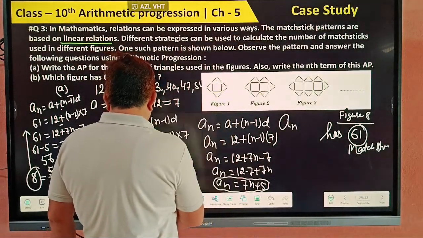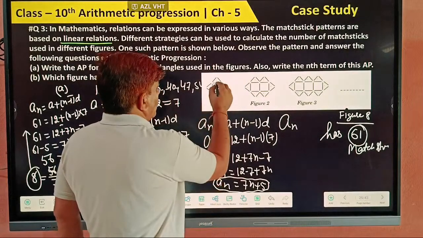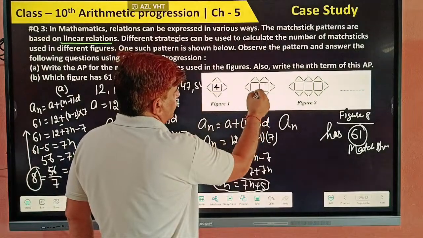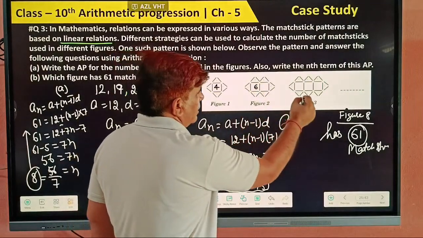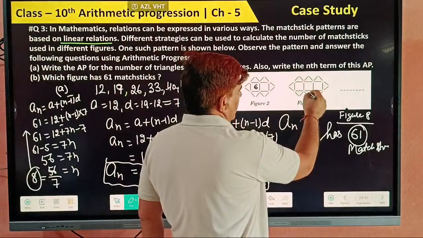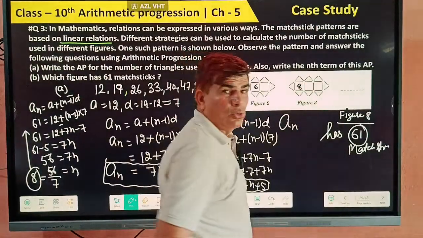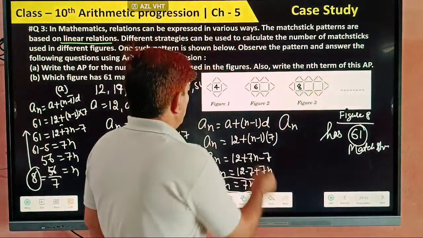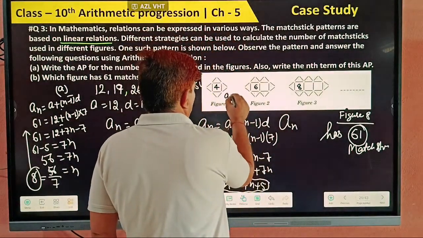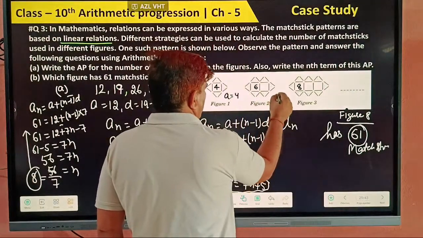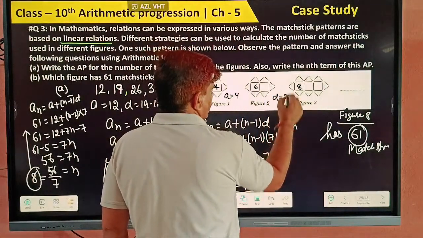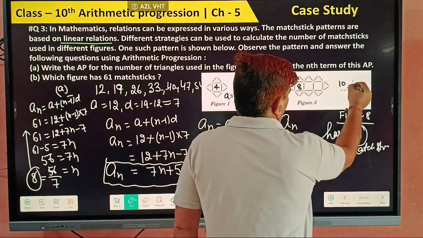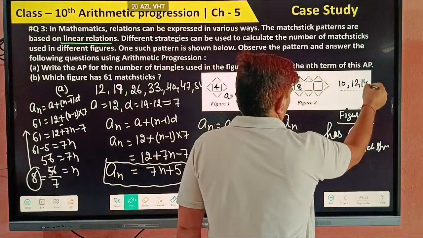But we can show it like this also. Here 4, then 1, 2, 3, 4, 5, 6. Here 3, 4, 5, 6, 7, 8. So this also forms an AP, whose first term is 4 and common difference is 6 minus 4, that is 2. So what's the next term? 10. 10 triangles, then 12 triangles, then 14 triangles.